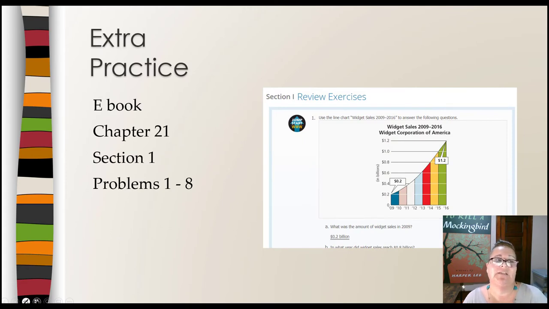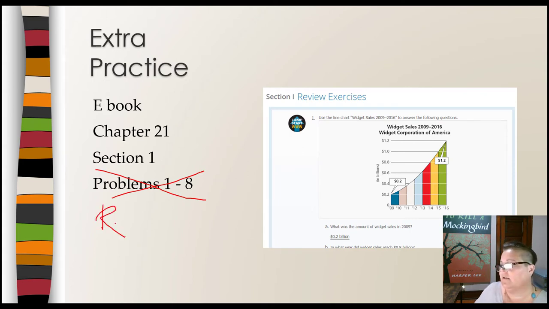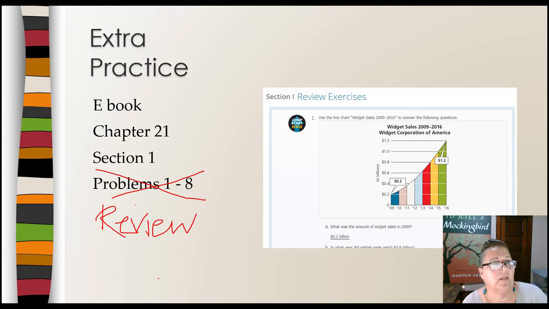As you go through this, there is some extra practice in your ebook. We're in chapter 21, the section 1 review exercises. I don't think we want problems 1 through 8. I'm going to X through that again. We want review exercises there. So you want to do that. That's just extra practice, simply to strengthen and make sure you're ready to go.